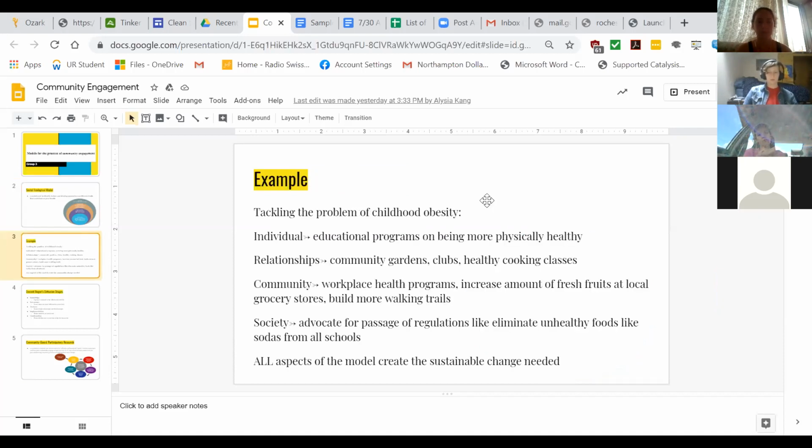And if we're tackling social problems, we have to consider these, and all of these are how we create the sustainable change needed.